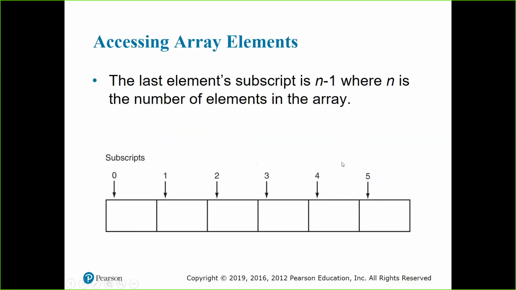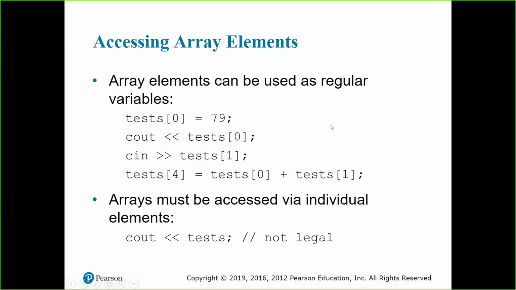Okay, so the last element of the subscript is n minus 1, meaning to say if the size of the array is 6, so the last subscript will be 6 minus 1, 5. Okay, so array elements can be used as regular variables, like test 0. You see this test 0, the first value in the array, equal to 79, and then you can display the value exactly like a normal variable, and you can get a value for this like cin test 1.